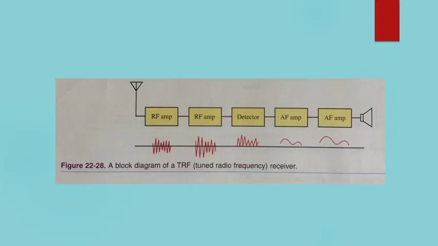For satisfactory operation of the circuit, each stage had to be tuned to the correct incoming frequency. Some early radios had a series of tuning dials on the front panel. Adjusting these to receive a signal required skill and patience. The development of the superheterodyne receiver overcame these obstacles.